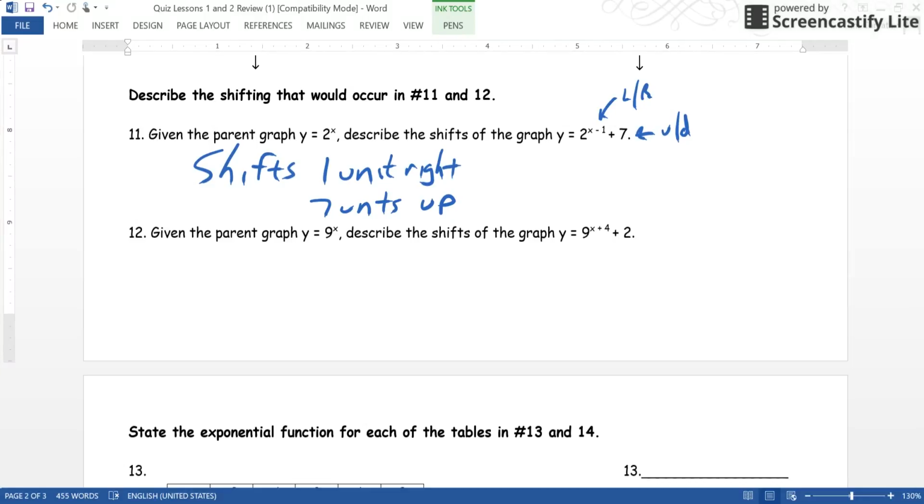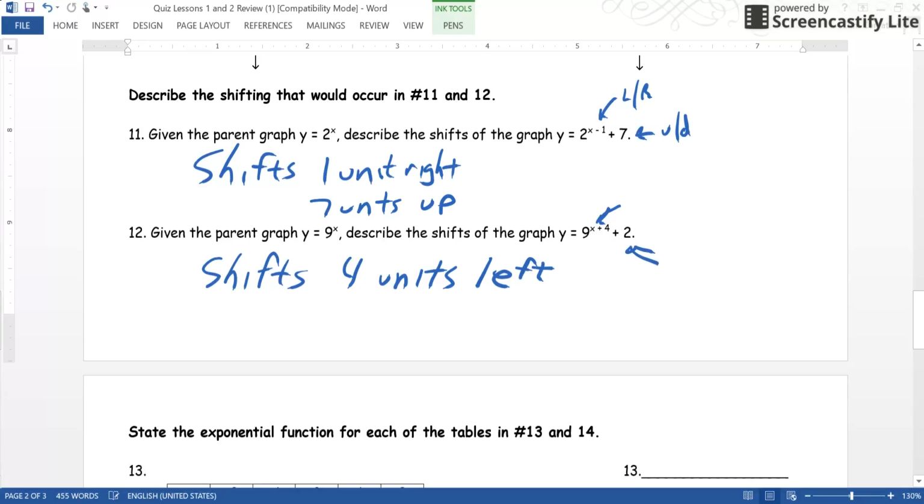This guy here, so I'm going to say this shifts 4 units, and because it's positive right here, it's going to go left. And right here, +2 is going to be 2 units up. Okay?